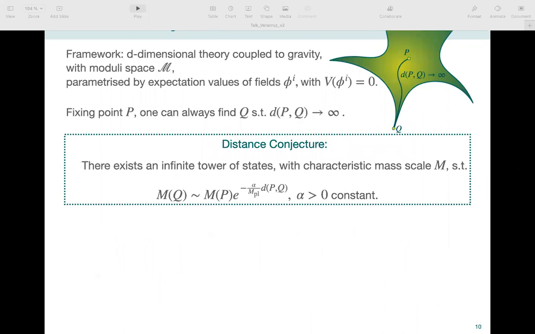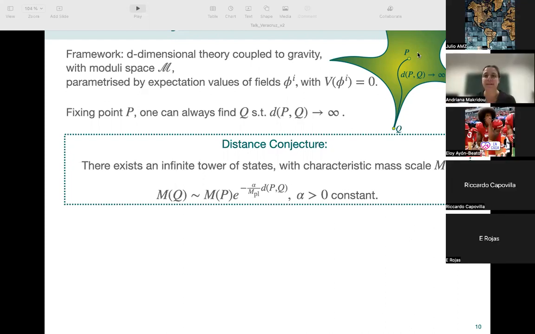Okay, and the third basic conjecture is the so-called distance conjecture. And now we start again with a d-dimensional theory coupled to gravity. This is parameterized by this moduli space M. This would be, for example, the radion in the compactification on a circle when you compactify just one dimension. And here it's just the abstract higher dimensional case. These are all scalar fields that are living on this moduli space.